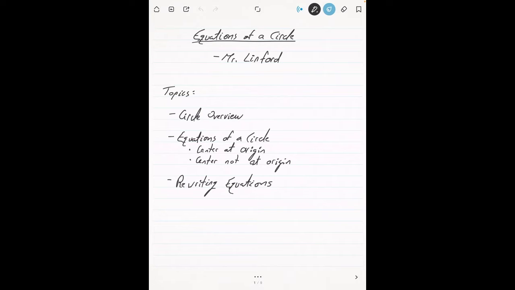We're going to look at a circle that's centered at the origin as well as centered at a different point that's not at the origin, and we're going to see how we can manipulate ways of writing the equation for a circle.